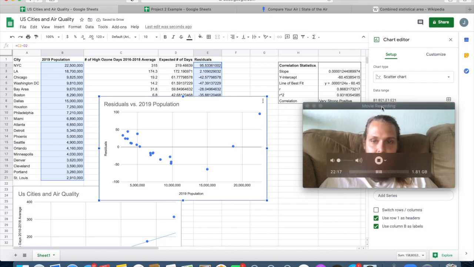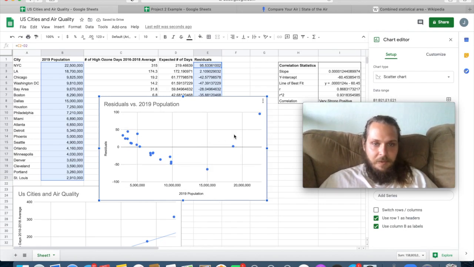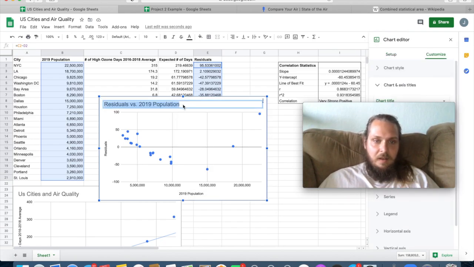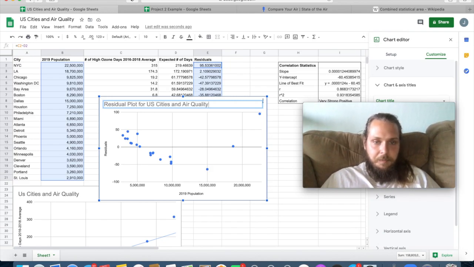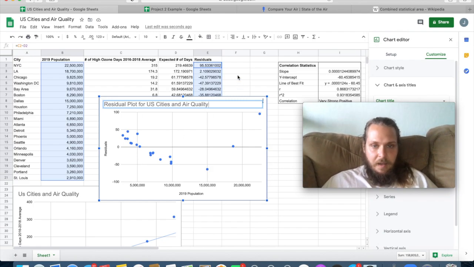You created your residual chart. It already looks perfect for me. It says the residual here, the 2019 population, and let me highlight this residual plot for U.S. cities and air quality. And I'll put it down here.